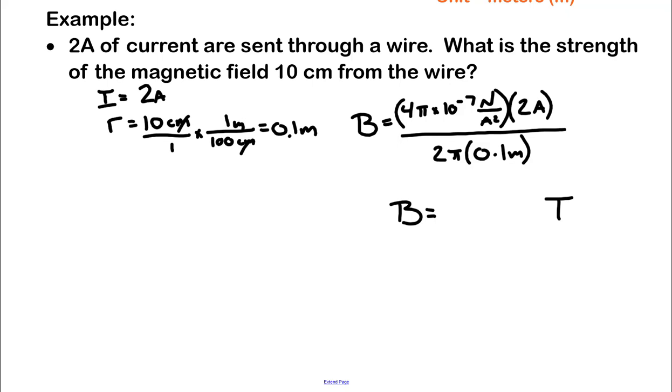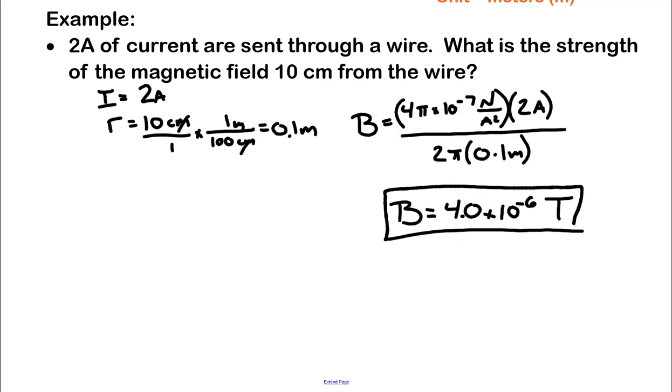Take that times 2 amps. So now I have 2.51 times 10 to the negative 6th. And then I'm going to divide that by 2 times pi times 0.1 meters. And I end up with the magnetic field of, looks like, 4.0 times 10 to the negative 6 Teslas. So that is a relatively small magnetic field, relatively.